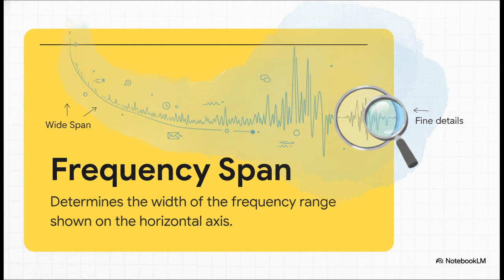First up is the frequency span. Just think of this as the zoom lens for your view of the radio world. If you set a wide span, you get this big bird's eye view of an entire frequency band. But if you want to get a real close-up look at one particular signal, you just dial in a narrow span and zoom right in. It's how you navigate the whole spectrum.